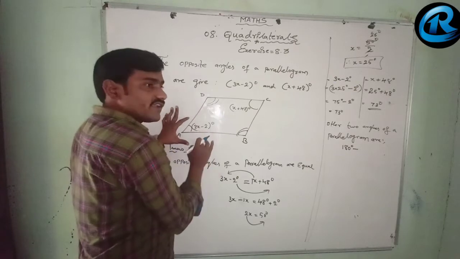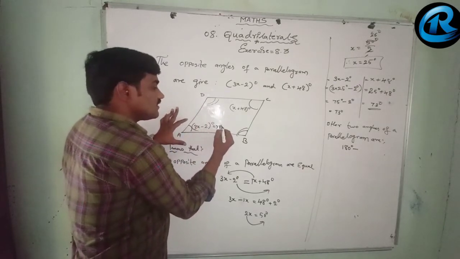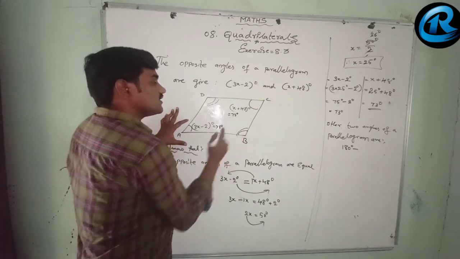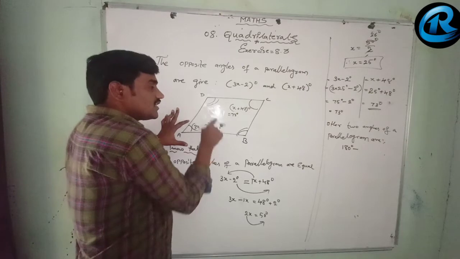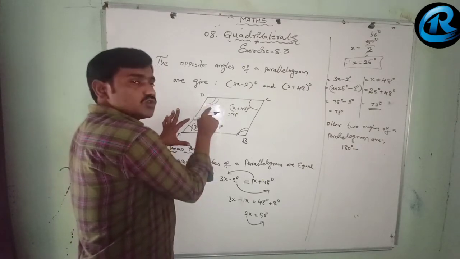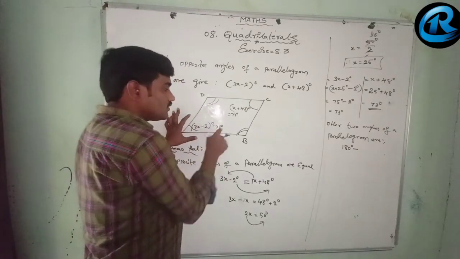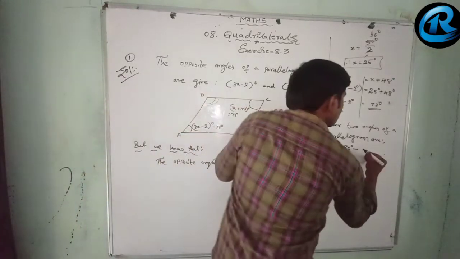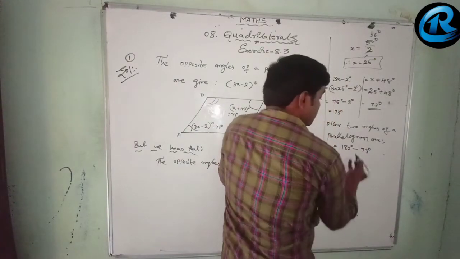When we add both, we get 180. This is equal to 73 degrees, and this is also equal to 73 degrees. To get the other angle, how much do we need? Subtract the 73 degrees from 180. So 180 minus 73 degrees. So let us subtract now.